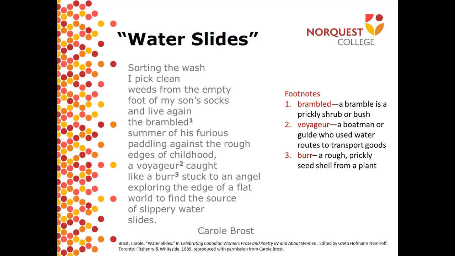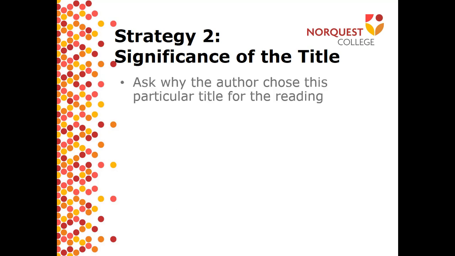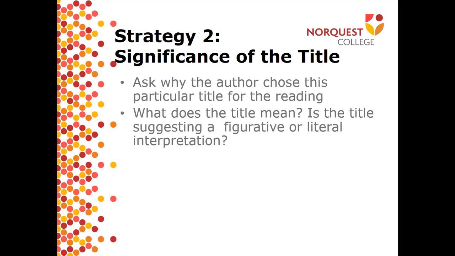And at the bottom you also have an understanding of when she wrote this in 1989. So this is strategy 2, also thinking about the significance of the title. Ask why the author chose this particular title for the reading. What does the title mean? Is the title suggesting a figurative or literal interpretation? What is suggested by the title?